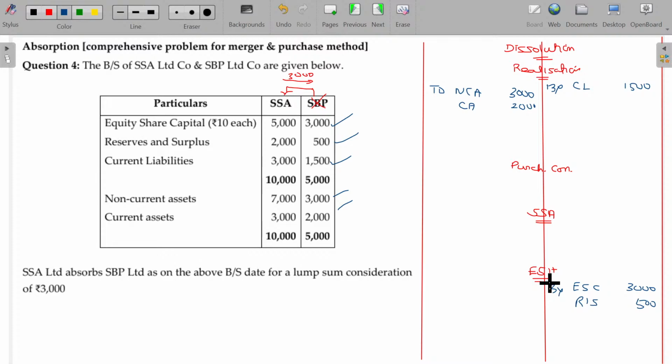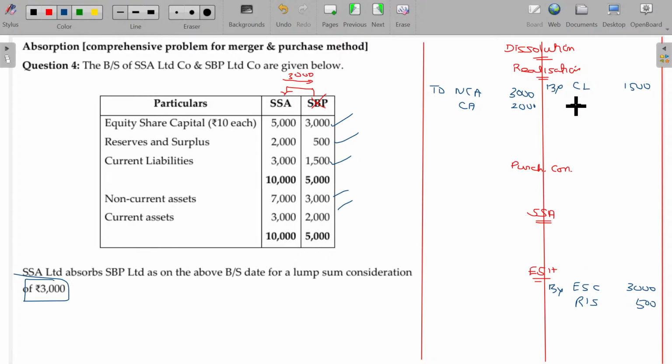While posting, the assets will go directly to the debit side of the realization account at the book value. Liabilities will be transferable to the credit side of the realization account at the book value. Reserves and surplus, equity share capital will be transferable to the equity shareholders account. Clear? So we have done that. Now, at what value these assets and net of liabilities are taken over by the transferee company? Under the lump sum method, it is found out that it is 3,000.